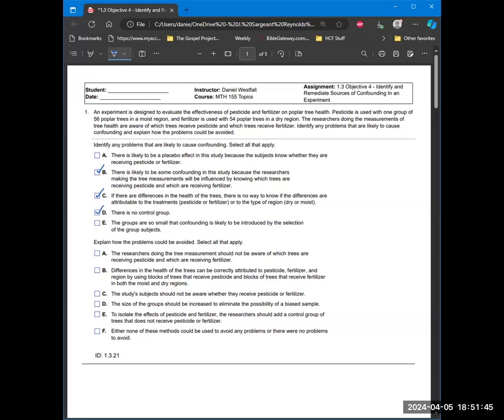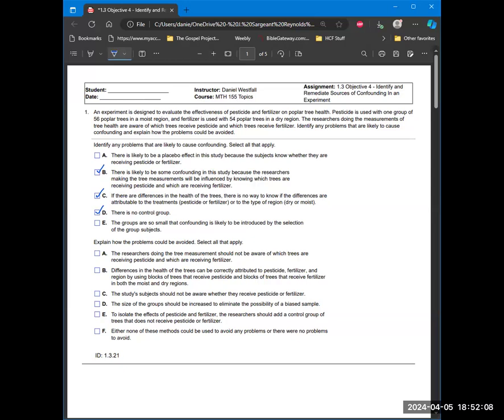And then the last option here says the groups are so small that confounding is likely to be introduced by the selection of the group subjects. No, that's not a problem here. So let's move on to the next question here.